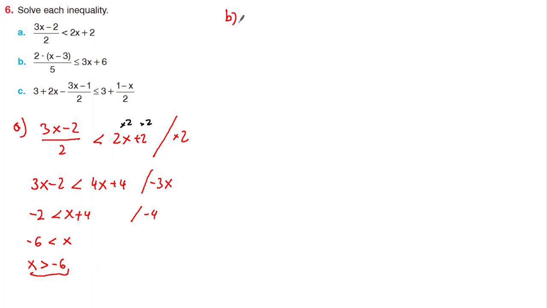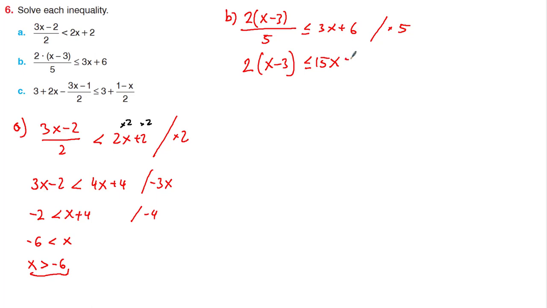Under B, we have 2 times x minus 3 over 5 is less than 3x plus 6. Again, we will multiply both sides by 5 to get rid of the denominator. So on the left side we have 2x minus 3 less than 3x multiplied by 5, it's 15x. 6 multiplied by 5, it's 30. Let's get rid of these brackets. So 2x minus 6 is less than 15x plus 30.